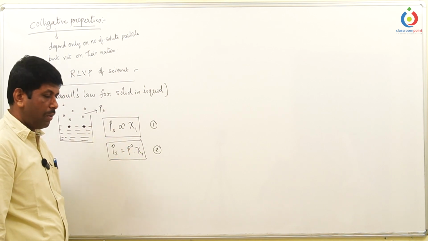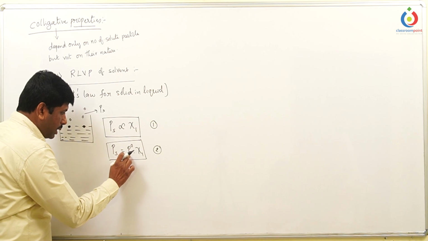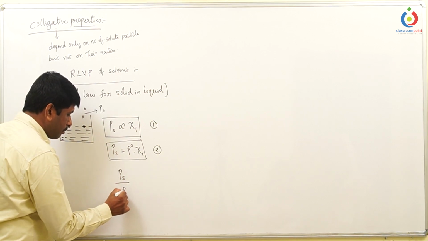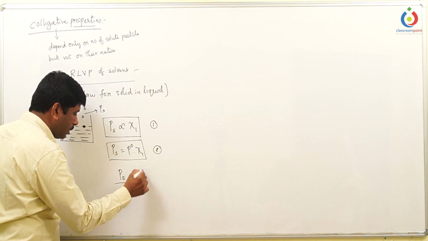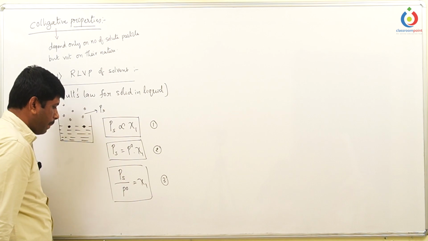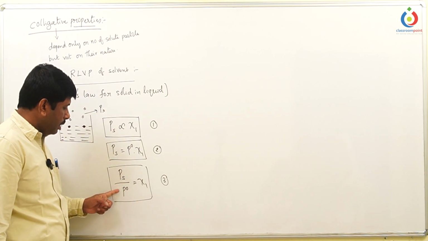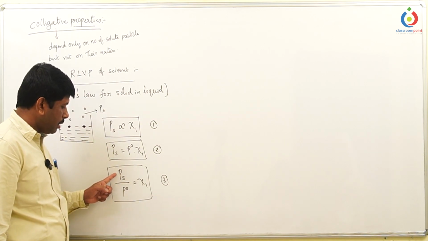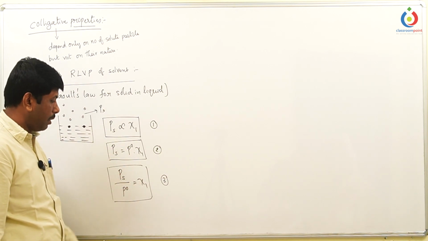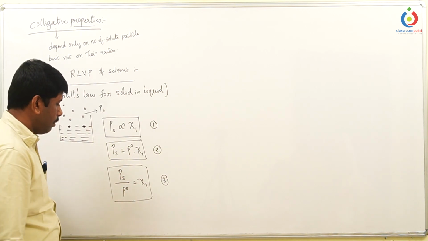Now let us try to send this P0 value to the other side so that we get PS by P0 is equal to X1. This is the third definition, in which the ratio between the vapor pressure of the solution and its solvent is equal to the mole fraction of the solvent. It is also known as Raoult's law.